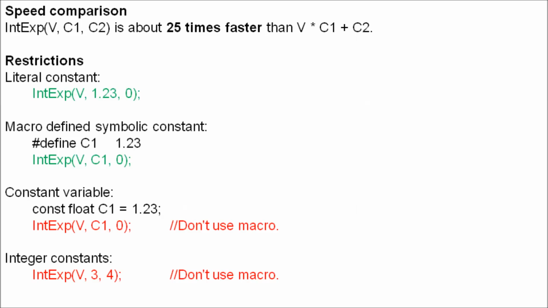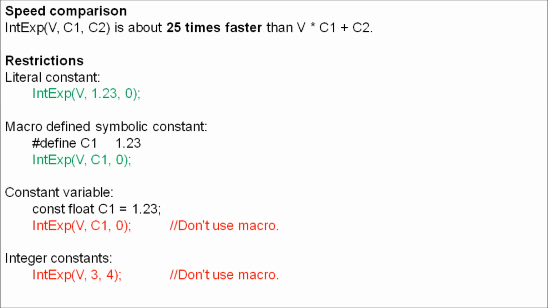The integer expression macro is only of use when the constants are literal or symbolic. It will perform slower than a floating point expression if the constants are defined in a variable, even if it contains the const qualifier. Also, there is no point using the macro if the constants are integer values, because the compiler would use integer operations anyway.